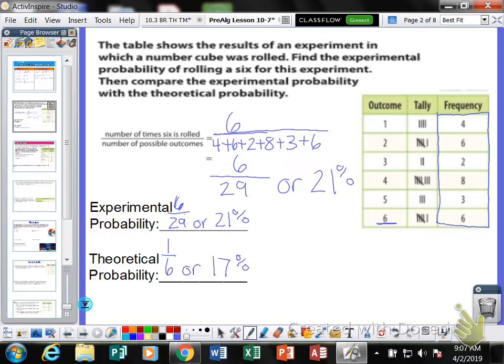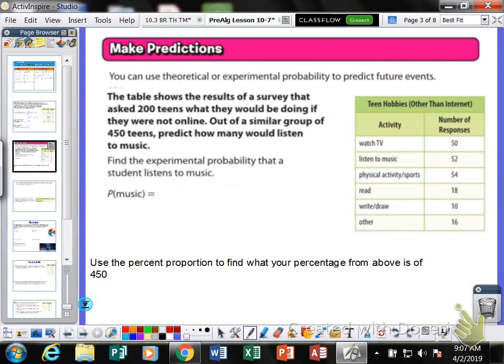Okay, so if we compare these two, our experimental probability actually occurred more often than expected because it was at 21% compared to the theoretical probability of 17%.